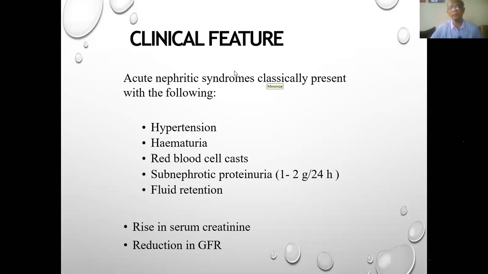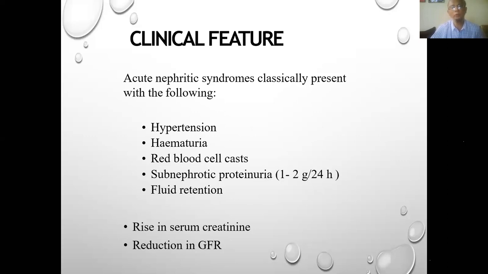When a patient, especially a child, has oliguria, is hypertensive, there may be hypertensive complications. There may even be acute left ventricular failure, or acute encephalopathy. But if you do the urine examination, you will get hematuria, and important is the red cell cast. And there is subnephrotic proteinuria, that is proteinuria in the nephritic range. When we say nephritic range proteinuria, that is 1 to 3 grams per 24 hours. And there is also fluid retention, and puffiness of the face.